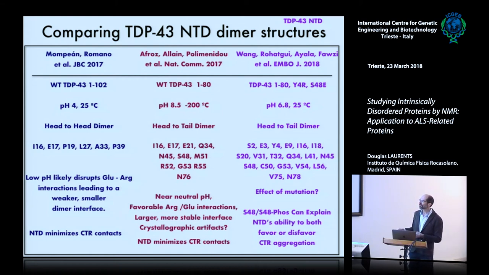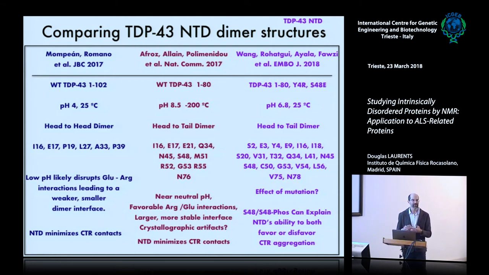Like us, they propose that the N-terminal domain acts to minimize the C-terminal region contacts. Fauzi and Alliance, their structure is similar to that solved by crystallography, and they also saw the participation of the glutamates and arginines, but they proposed that their orientation of the C-terminal regions is different. They proposed that the dimerization would actually favor association of the C-terminal regions, and this would promote liquid-liquid phase separation. But this can be controlled by phosphorylation of the serine 45.